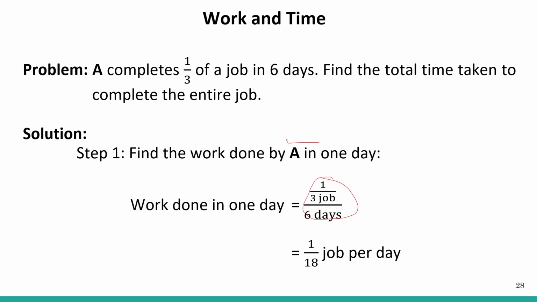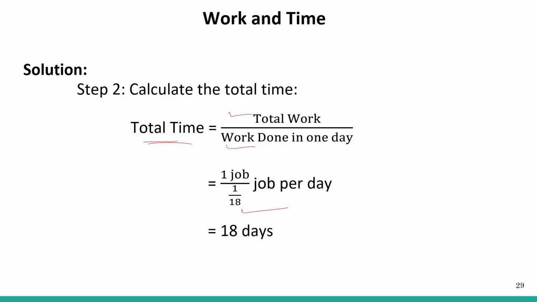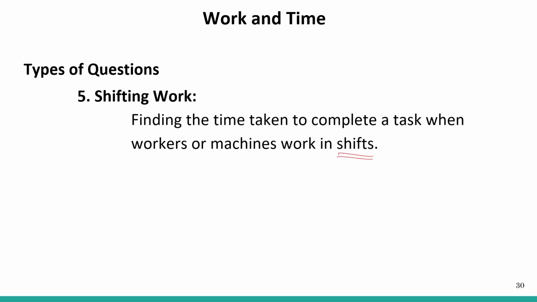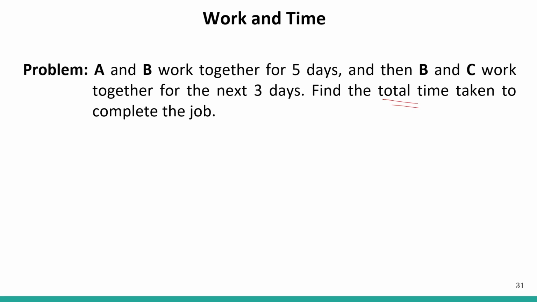Step 1: the work done by A in 1 day is 1/3 divided by 6, which is equal to 1/18 per day. Then calculate the total time. Total time is equal to total work by work done in 1 day. So 1 job by 1/18 is equal to 18 days. Next, shifting of work. Okay, let's see an example.